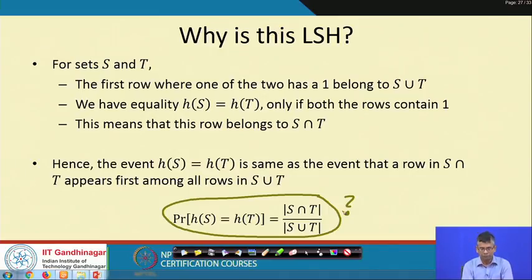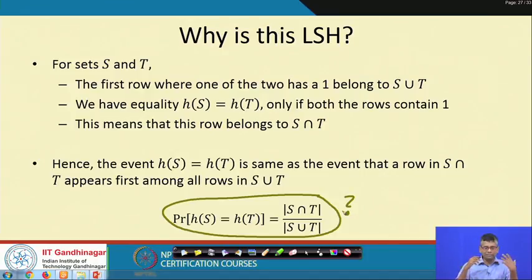So, for the first row, whether one of the two has a 1, that is whether either the column S has a 1 or the column T has a 1 or maybe both, but at least one of the two has a 1, it belongs to S union T, because that particular element by definition belongs to S union T. And we have an equality only if the first row, according to this permutation, contains 1 in both positions S and T. But that means that the first row actually belongs to S intersection T.